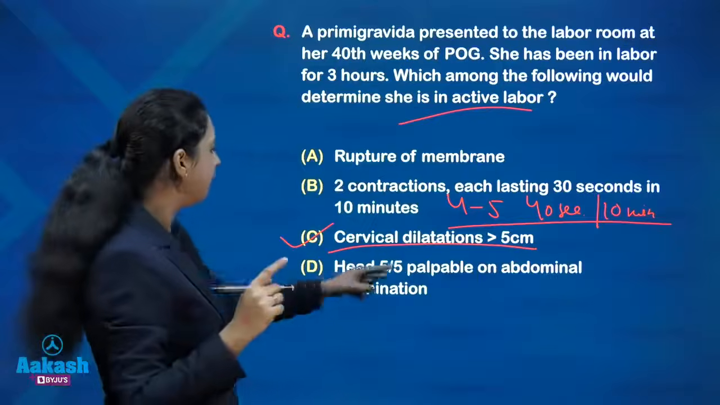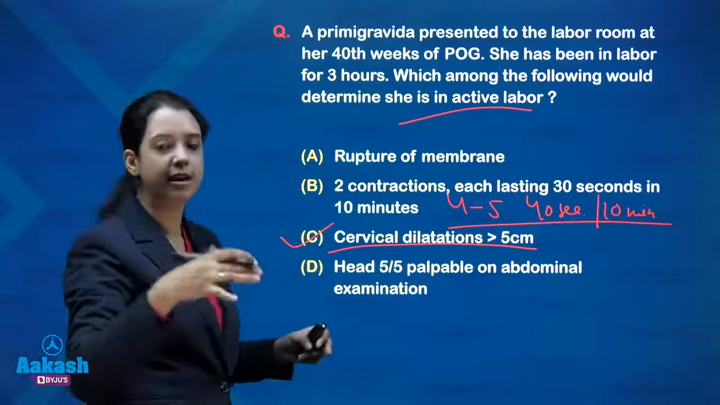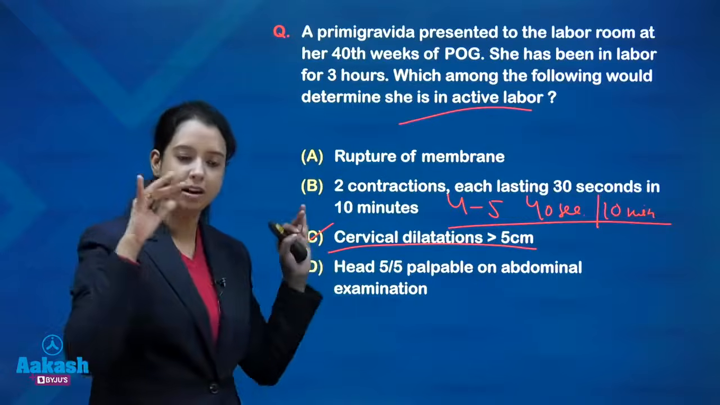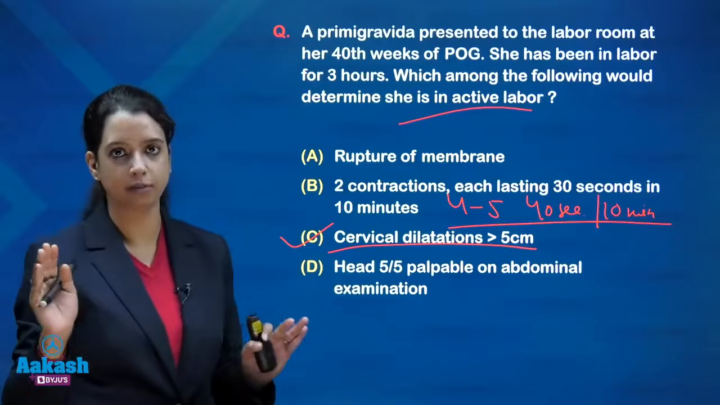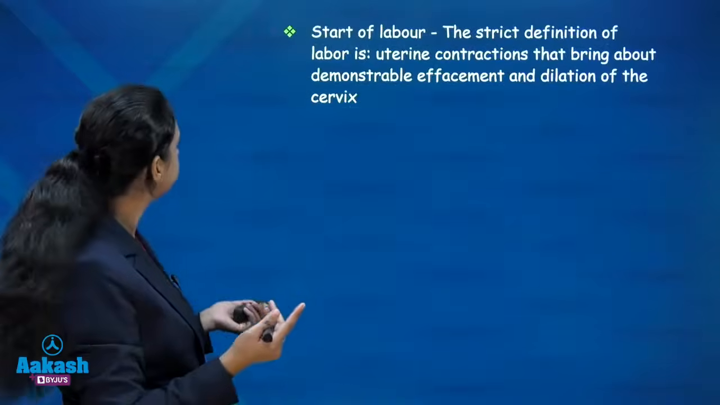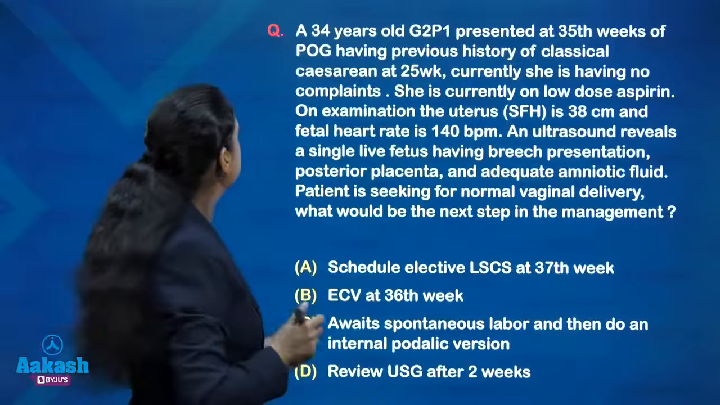Head is 5 by 5 palpable. 5 by 5 means the head is freely floating, so it is not seen in the active phase. Even if the head is engaged, that is not a sign of active phase. Active phase means cervical dilatation more than 5 cm. Now, next question.